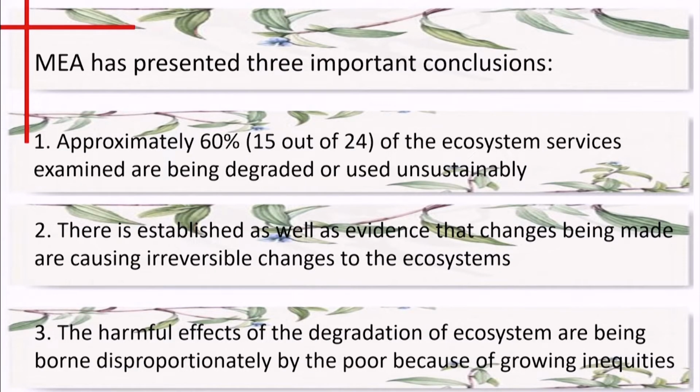The MEA has presented three important conclusions. 1. Approximately 60%, that is 15 out of 24, of the ecosystem services examined are being degraded or used unsustainably. 2. There is established evidence that changes being made are causing irreversible changes to the ecosystem. 3. The harmful effects of the degradation of ecosystems are being borne disproportionately by the poor because of growing inequities.